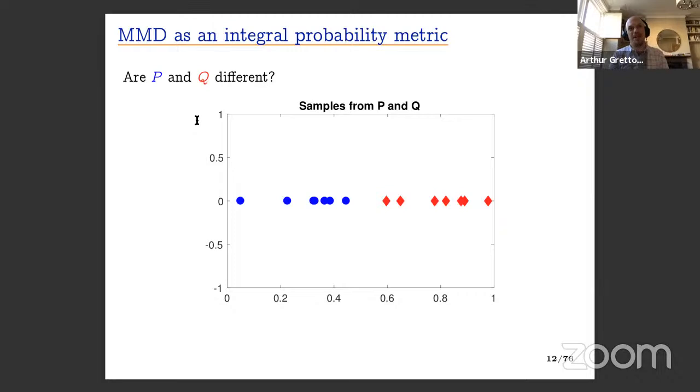Okay, so this is as an integral probability metric. So what does an integral probability metric mean? The idea of an integral probability metric is to capture the following intuition.